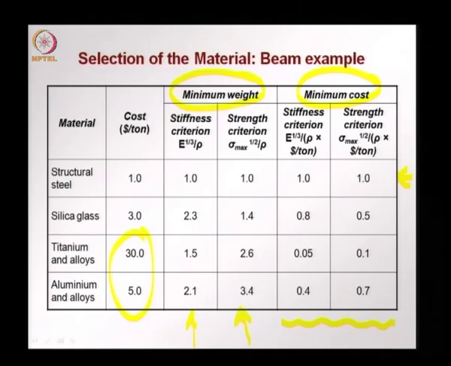So, to remind you again, if we have a parameter which is higher than 1, that means that the value of that parameter is that many times that of structural steel. So, in terms of the parameters, we want them to be high, that means we are optimizing better.